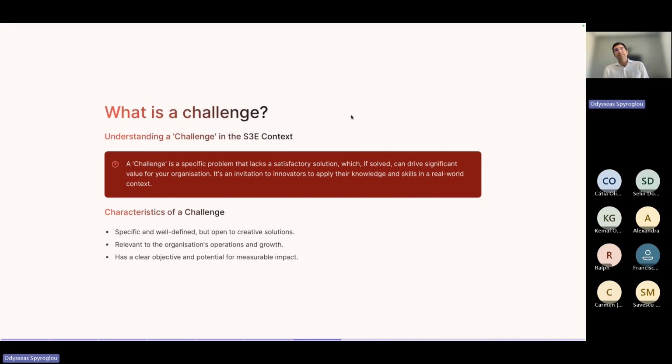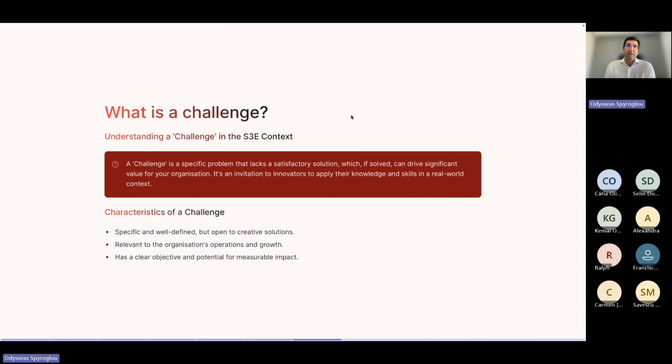But before I present the challenges, let me define what a challenge is, at least in our context. So a challenge is a specific problem. So it's not something generic. It should be something specific that lacks a satisfactory solution. So we don't have any product in the market. We don't have any service being sold by another company. Or if we do, it's either too expensive, it's beyond our reach or whatever. So if this problem is solved, then the company can drive significant value.